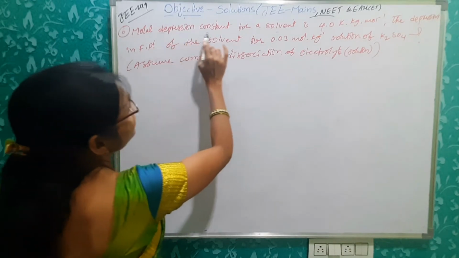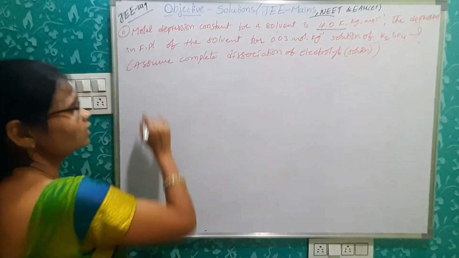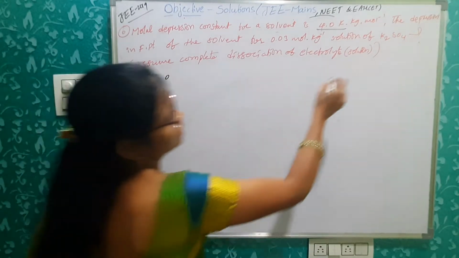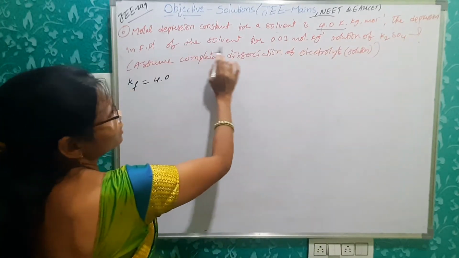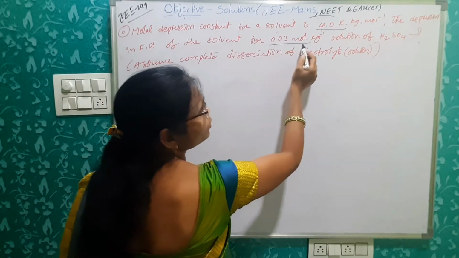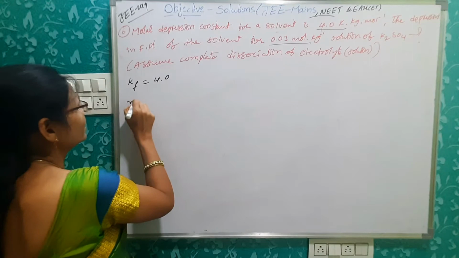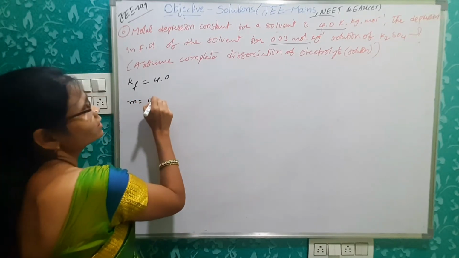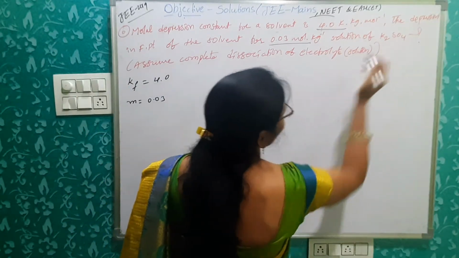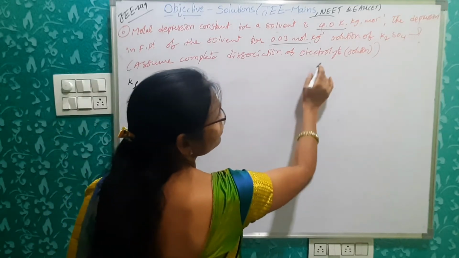Next, sixth one. This is also previous JEE 2019. The molar depression constant for a solvent is 4.0 Kelvin kg per mole. Kf is given as 4.0. The depression in the freezing point of the solvent for 0.03 moles per kg of solution, means molality is given, 0.03 moles per kg of K2SO4, potassium sulfate. Assume complete dissociation of that electrolyte.